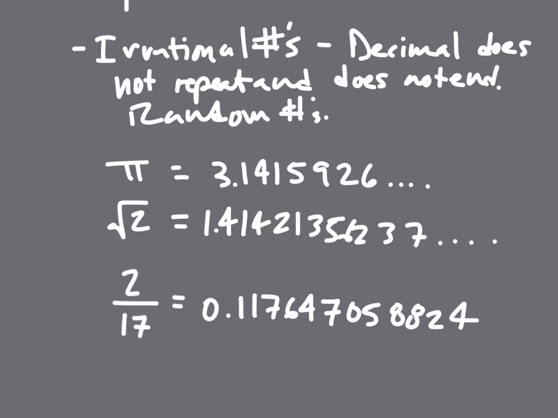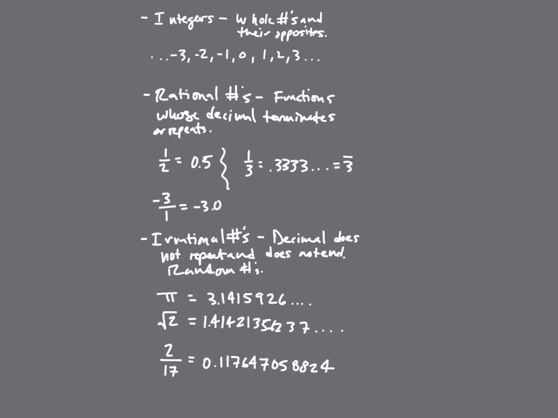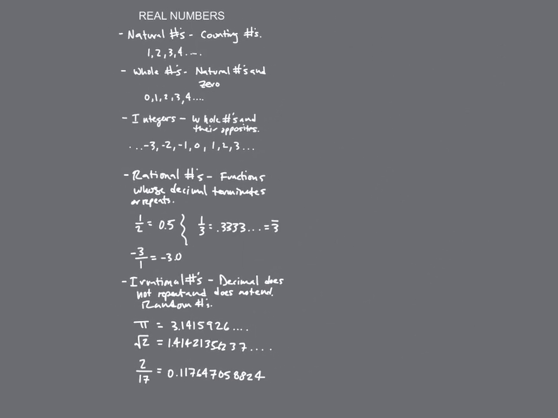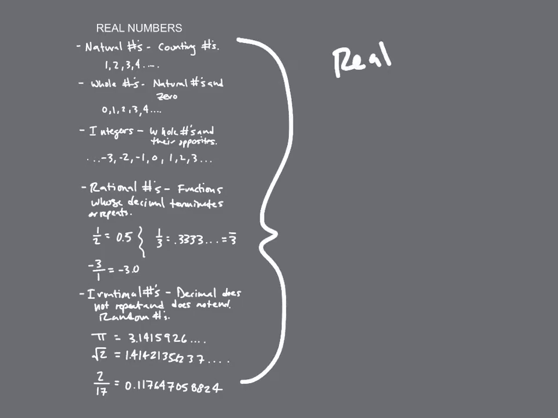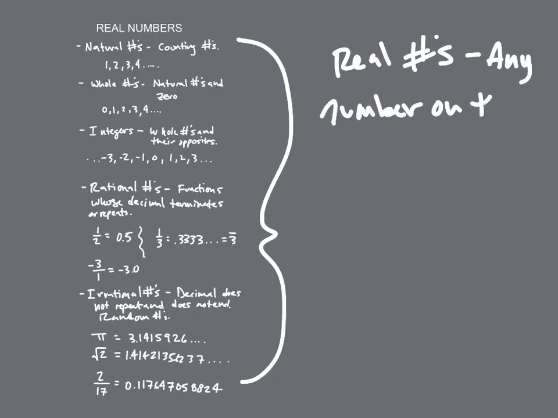So now to put all of these things together, to put all these groups of numbers together, your natural numbers, your whole numbers, integers, rational numbers, irrational numbers, then you have this thing that's called the real number system. The real numbers is any number on the number line, any number that you can conceivably think about that exists, and that's all encompassing.